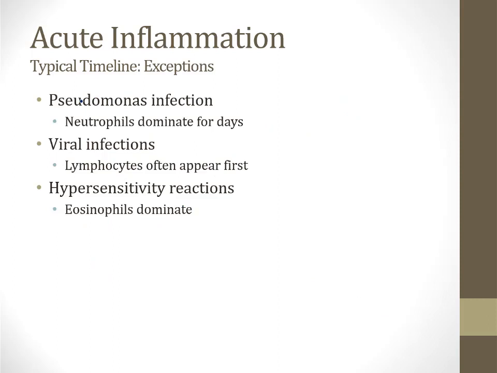Now, what I just showed you is the typical time frame for acute inflammation, but there are exceptions, and I've written a few of these on the slide here. Pseudomonas infection is famous for having neutrophils that dominate for days. In viral infections, lymphocytes are often the first cells to appear at the site of inflammation, and then in hypersensitivity reactions, as you may know, eosinophils dominate and play a very important role.